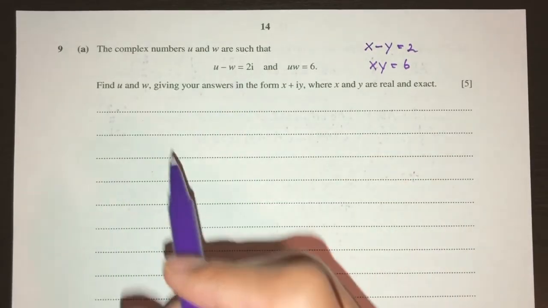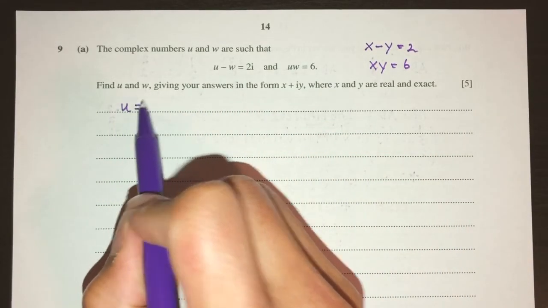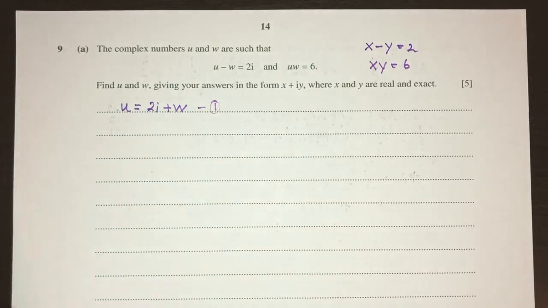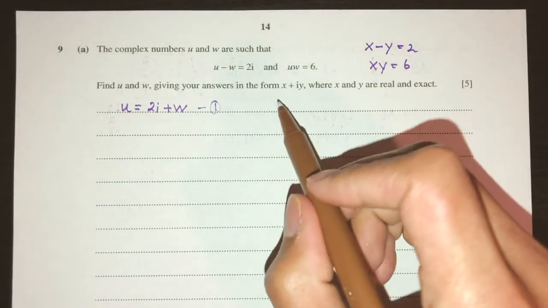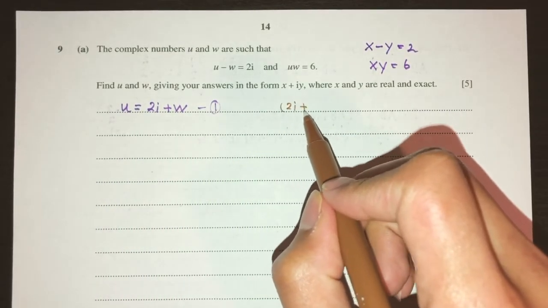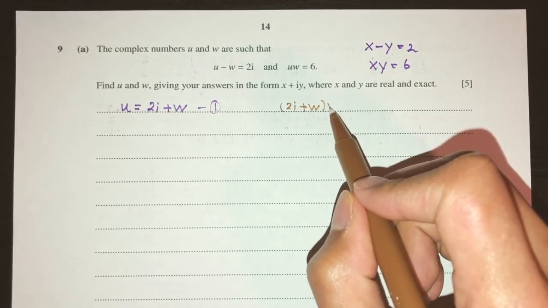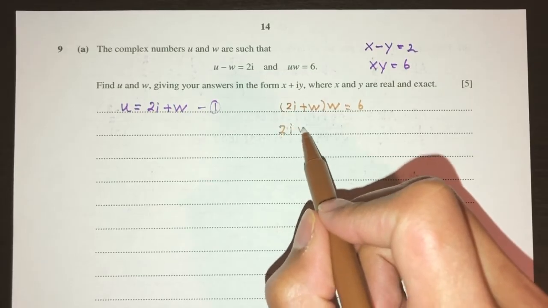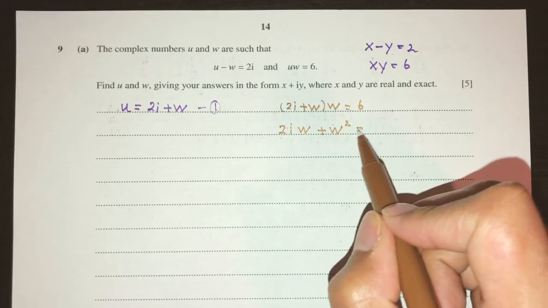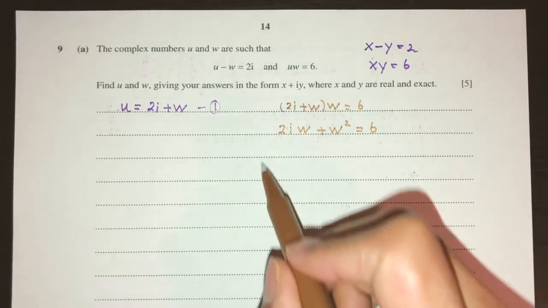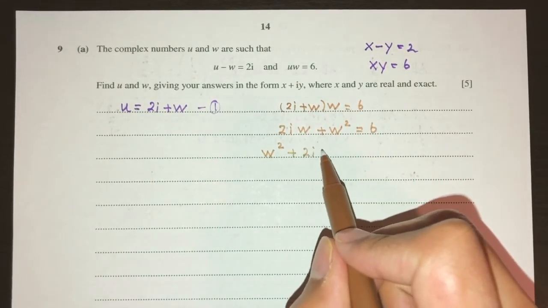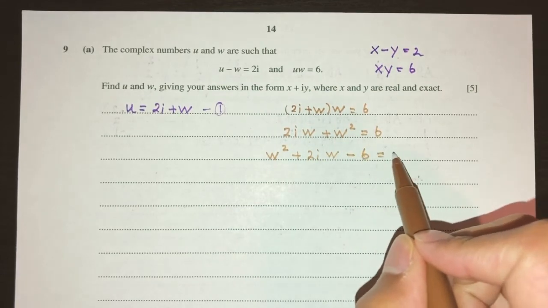So first thing I can do is I can make u become the subject of formula. You have 2i plus w. Okay, that is my number 1 equation. So now I want to replace this one in the other one, which is uv. U is 2i plus w, so this is w, sorry, is equal to 6. Now let's expand. You will have 2iw plus w square equal to 6. Now let's bring everything to one side. You will have w square, and you have plus 2iw, and minus 6 is equal to 0.